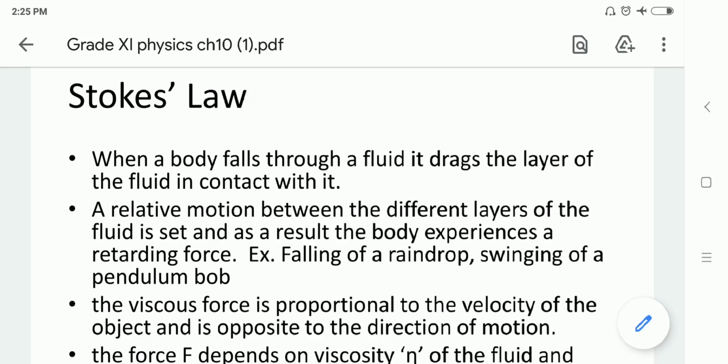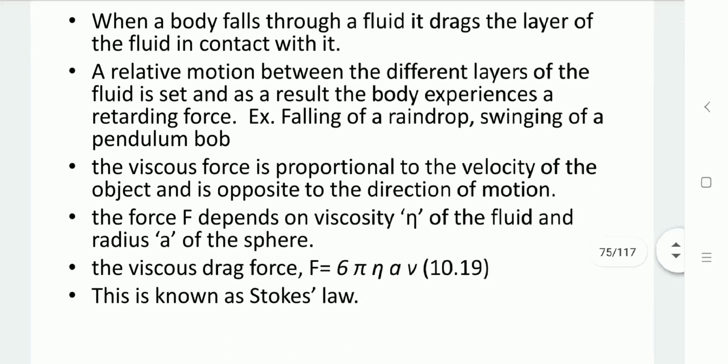That generated force F depends on the viscosity coefficient eta and the radius of the sphere a. So the viscous force, or drag force, F equals 6 pi eta a v, which is known as Stokes' law. Here no derivation is required.